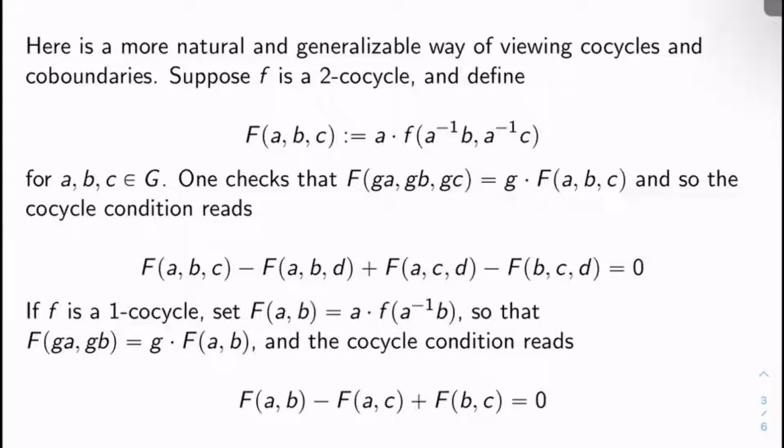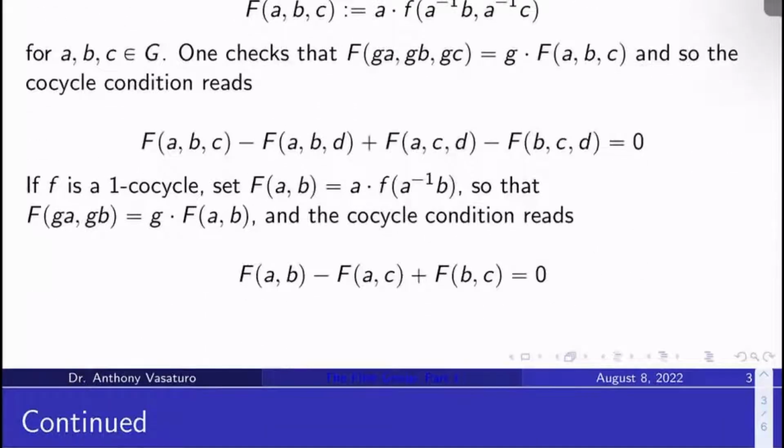And so what does the cocycle condition read? Well, if you work it all out, it works out to something much nicer than the cocycle condition I gave you last video. It reads big F of a, b, c minus big F of a, b, d plus big F of a, c, d minus big F of b, c, d equals 0. So you're taking the arguments of big F, you're cycling through them in dictionary order and alternating sign as you go, and you're setting the resulting sum equal to 0. That's very easy to remember compared to the definition of a 2 cocycle.